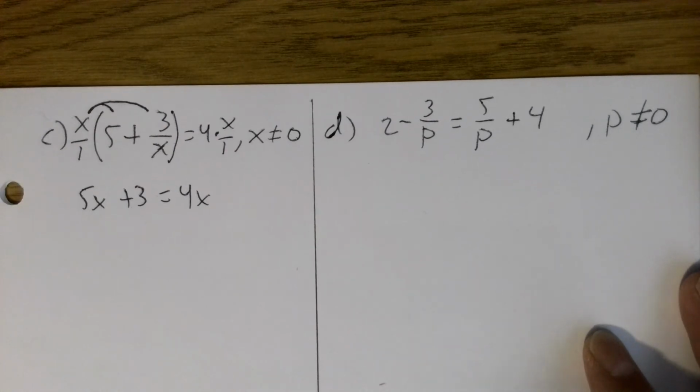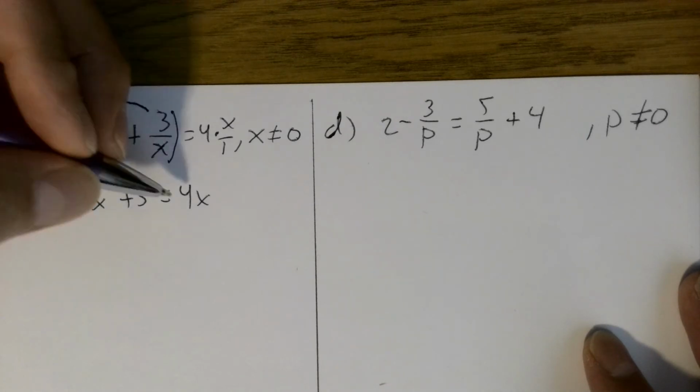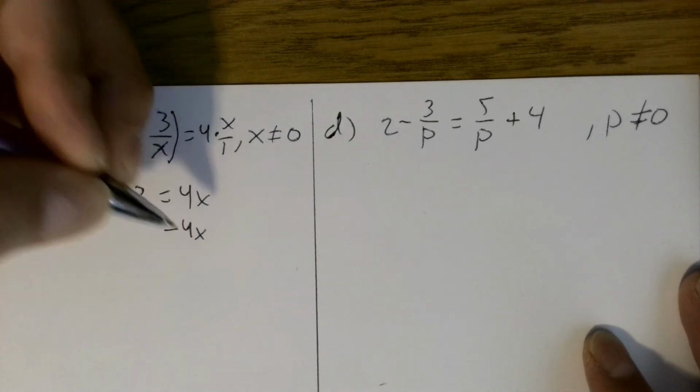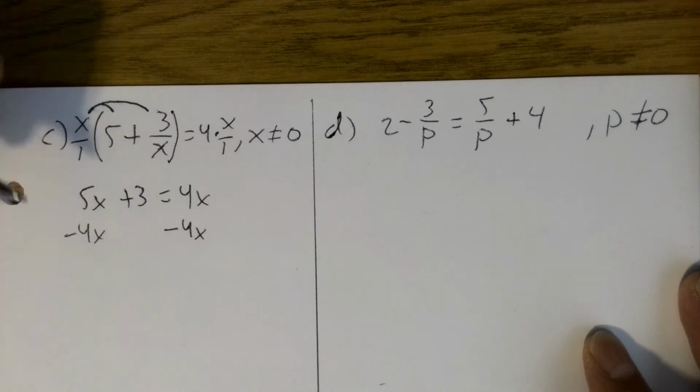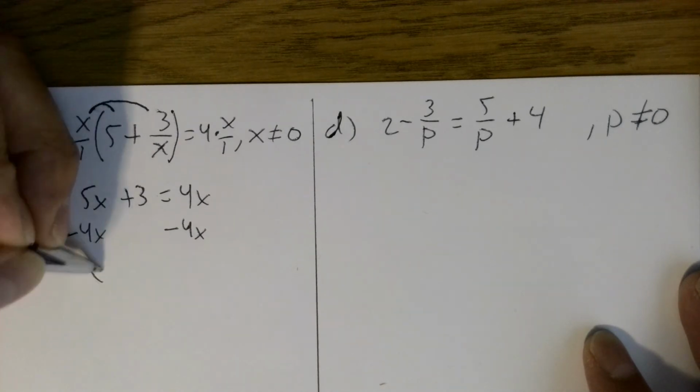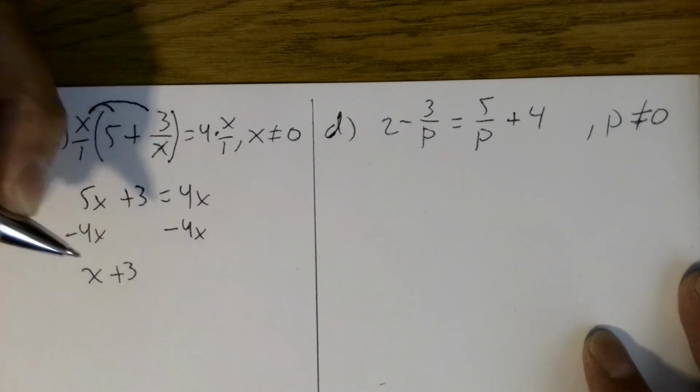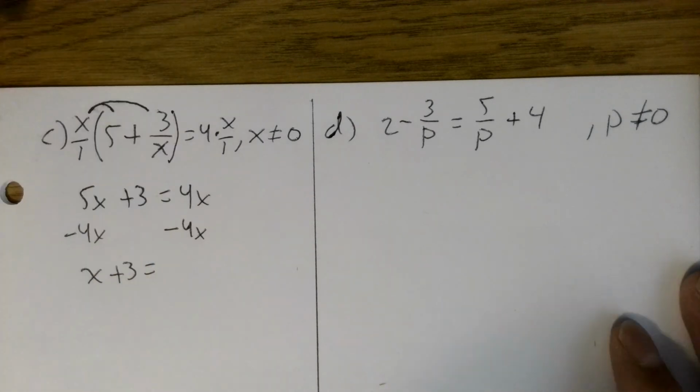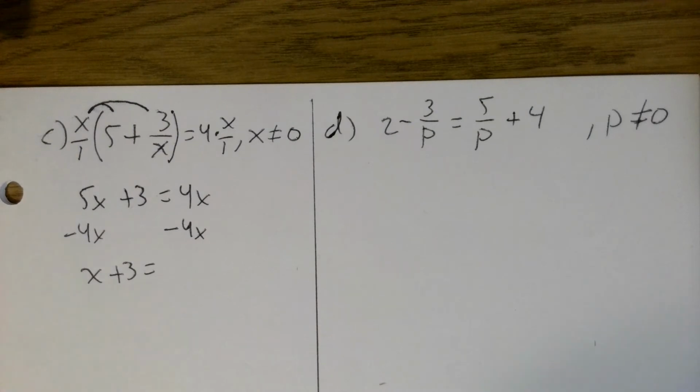Okay, now we want to get the x's on the side with the greater number of x's, which is this side, so we want to get rid of this. So we'll subtract 4x from both sides. 5x minus 4x is x. The 3 is still there. And now sometimes people get confused here. They think there's nothing on the right-hand side, which isn't entirely true. 4x minus 4x equals 0.